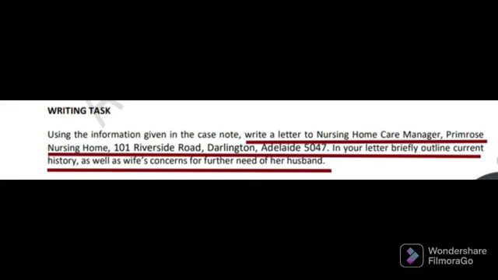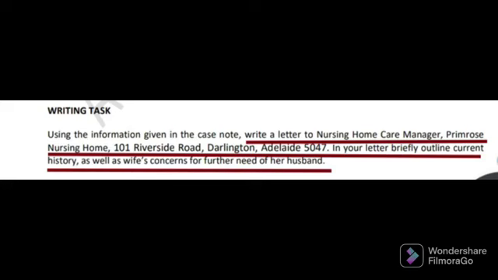Anyway, we will move to the writing task first. Using the information given in the case note, write a letter to the nursing home care manager, Primrose Nursing Home, 101 Riverside Road, Darlington. Here the reader is the nursing home care manager and the addresses are given. In your letter, briefly outline the current history as well as the wife's concern for further need of her husband.